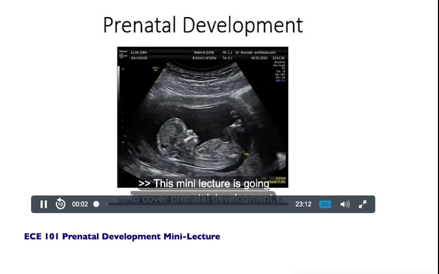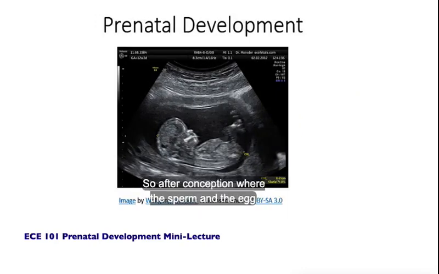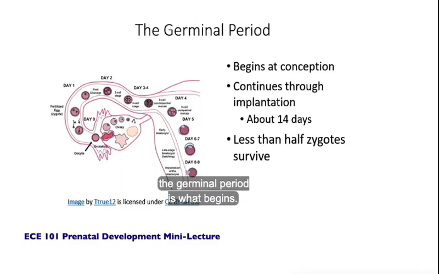This mini lecture is going to cover prenatal development. So after conception, where the sperm and the egg, or the ova, meet and join to become an embryo, the germinal period is what begins. This begins at conception and it continues through implantation, which is about 14 days.